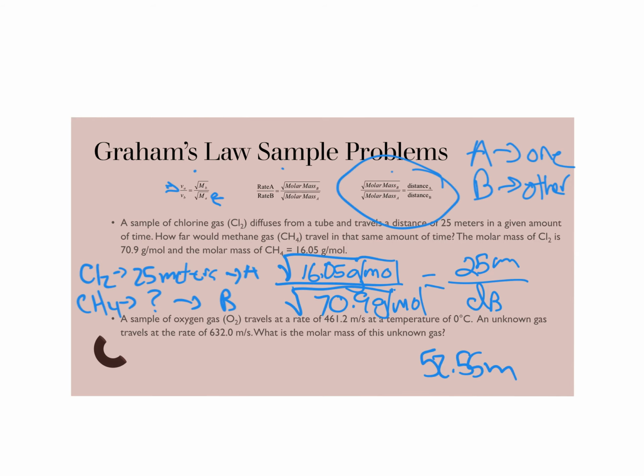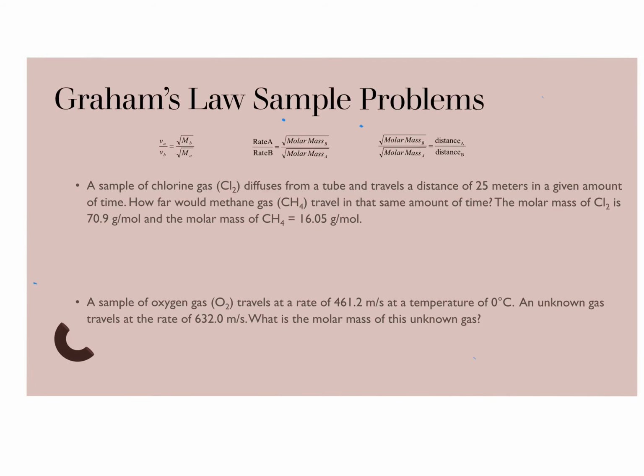We can work on the second problem. Here we can see that we are dealing with rates, so we're going to be using this equation. We have oxygen, so let's call oxygen the A, and we have an unknown gas, so we're going to call that B.